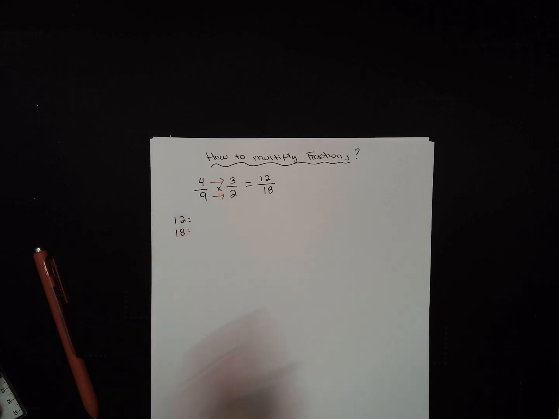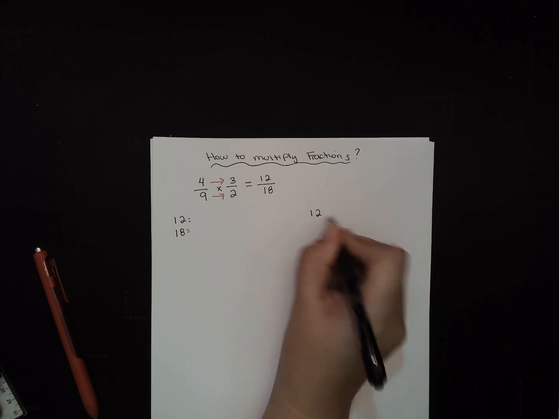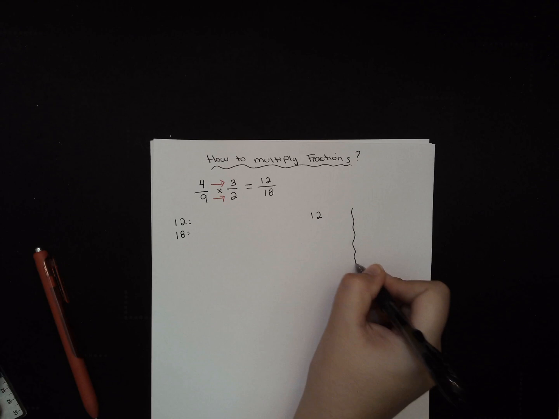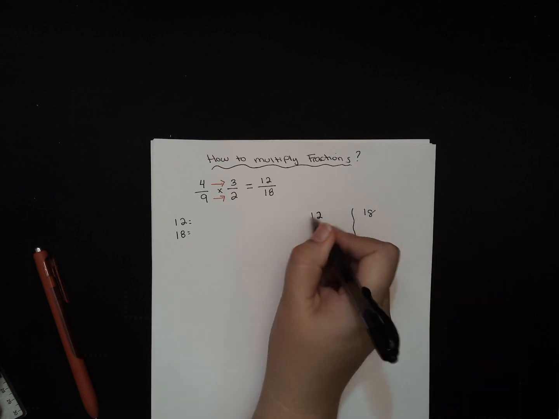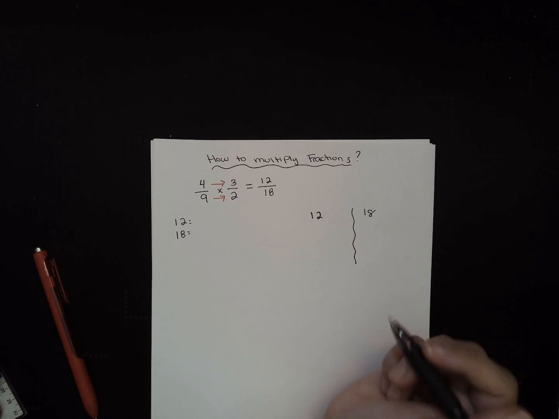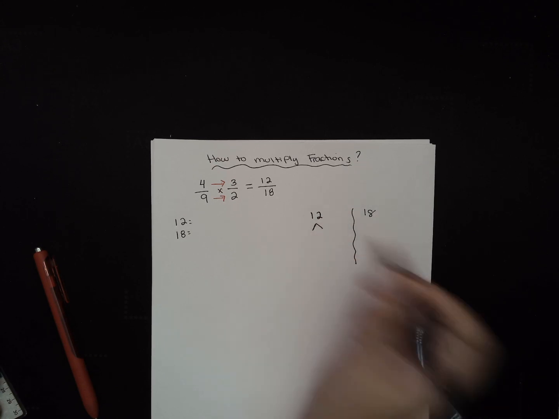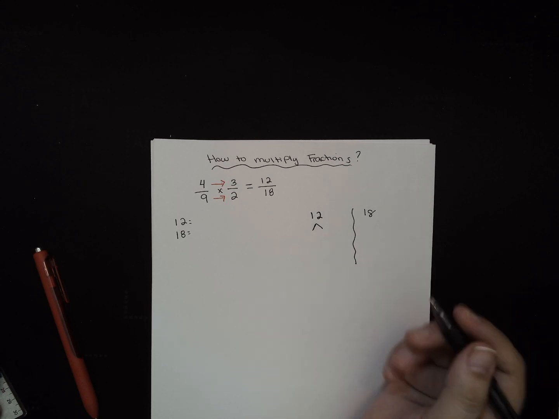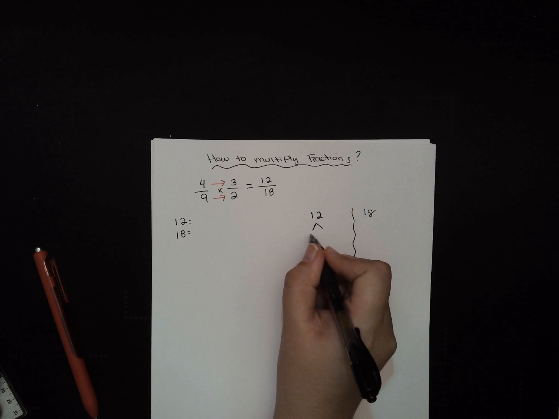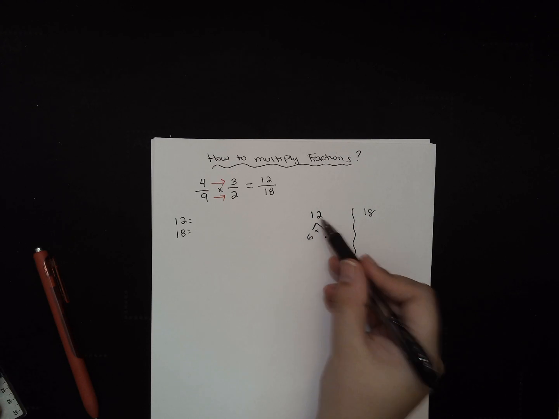We need to find out all of our factors. I now need to do a factor tree. Now I'm going to put 12 on this side, and I'm going to put 18 on this side. Okay, now I need to find out what two factors I can multiply to give me 12. You could say it's 6 times 2. So I'm going to put 6 times 2. Okay? 6 times 2 gives me 12.